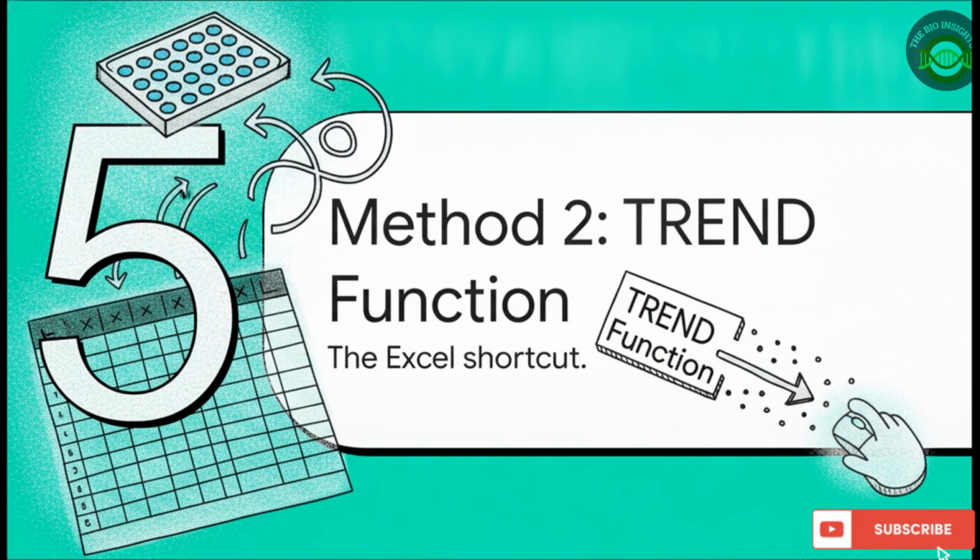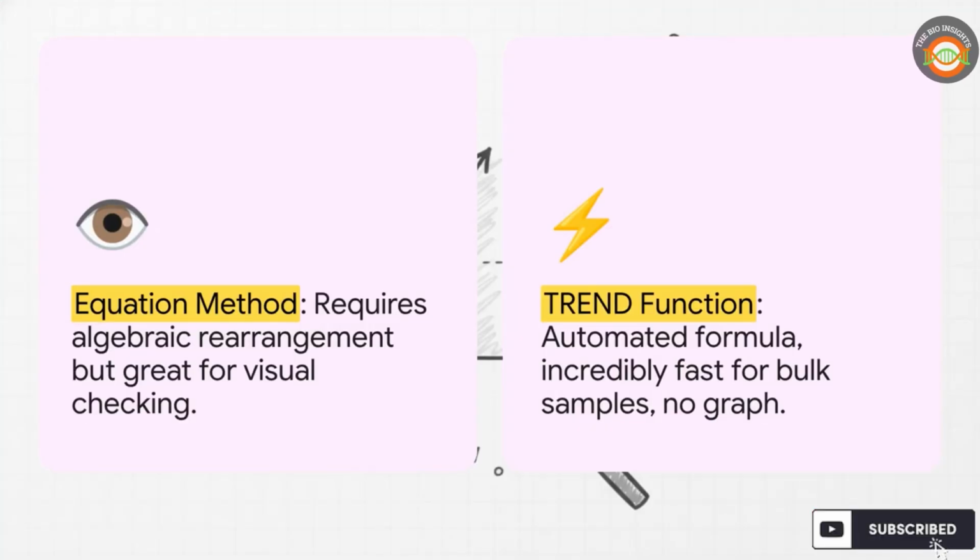Part 5. Method 2. Trend function, aka the Excel shortcut. Now, that first method is great, but what if you're working with a massive 96 well plate and have literally dozens of unknown samples? Doing that algebra over and over? No way, that's going to take forever. Let's juxtapose our two approaches so you can pick the right one.